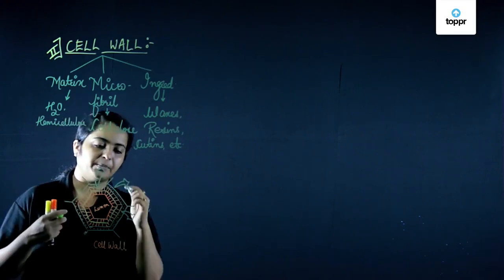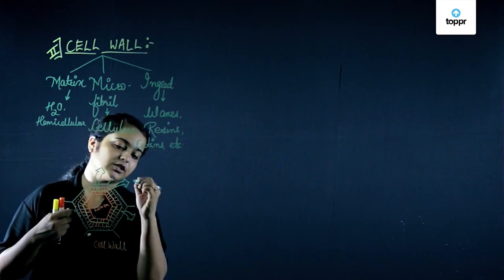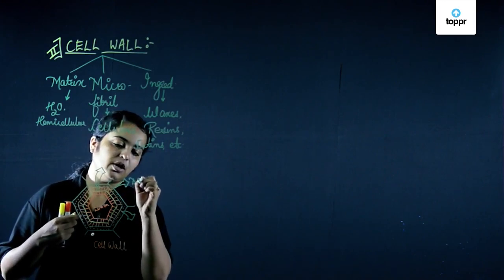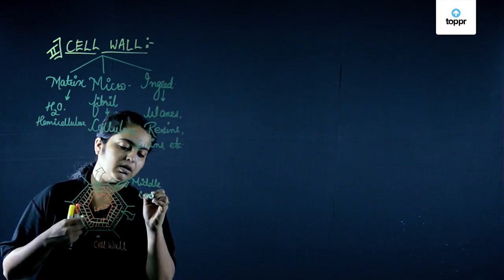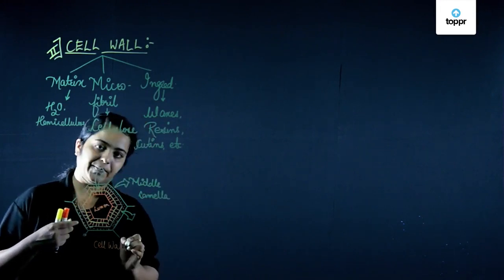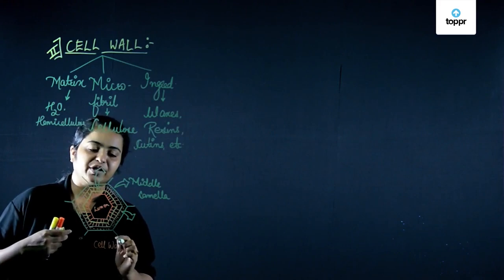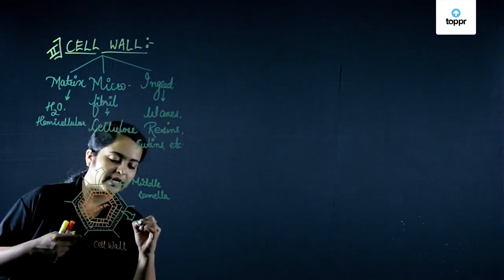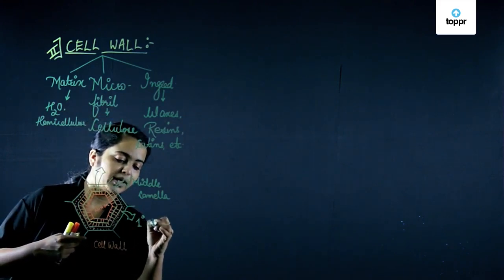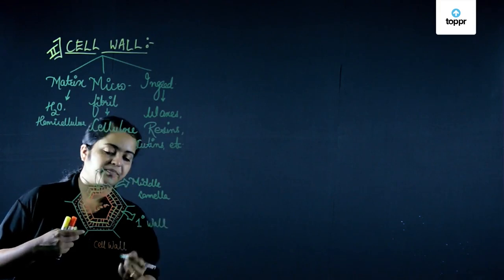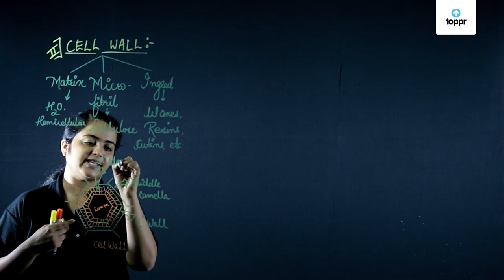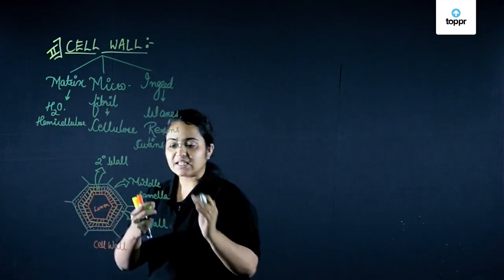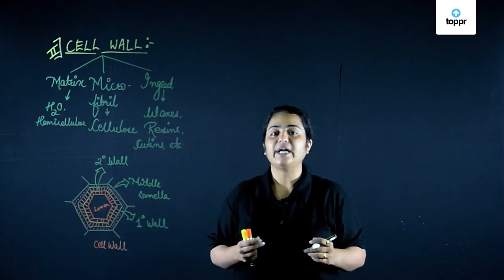Let's start from the outer part. The outermost part, the green region that we find here, is called middle lamella. The one immediately after this is the first one to occur, hence we call it primary wall. And after primary it has to be, yes, the secondary wall. So these are the three major components of any kind of cell wall.